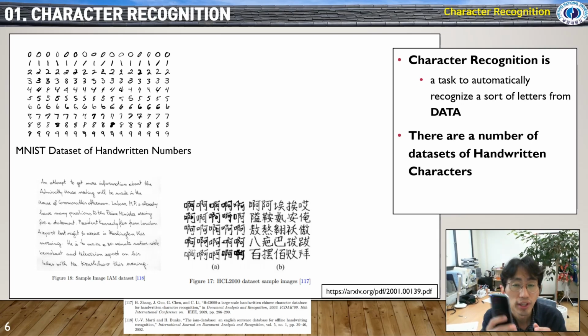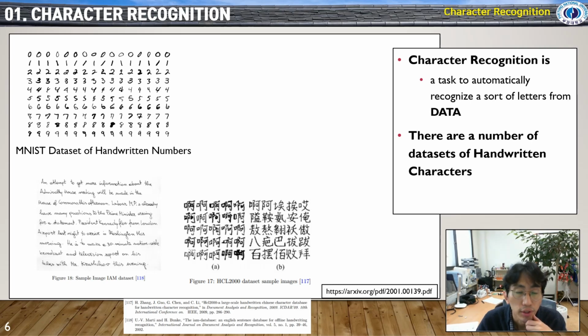When you are using your cell phone and you just open your Google or Naver or Yahoo, there are options to search images or to recognize the characters, and you just take a picture of the letters using your cell phone camera, and then the algorithm will recognize automatically what the characters, what the words are in the images. So that is the character recognition.